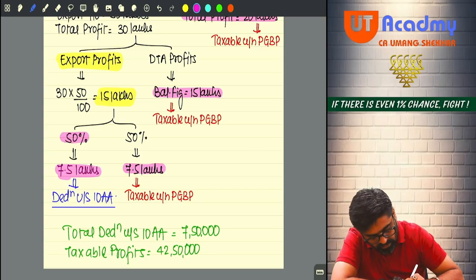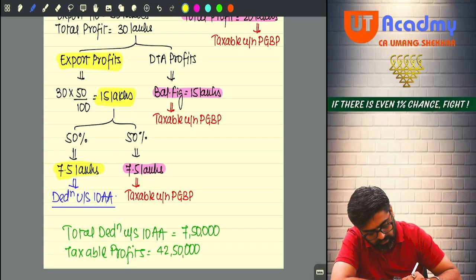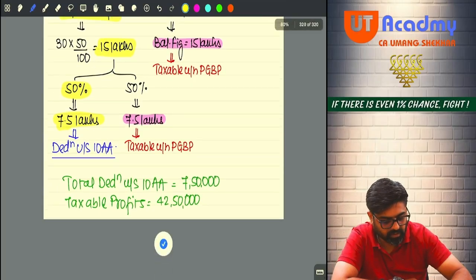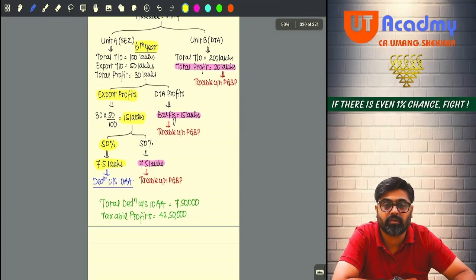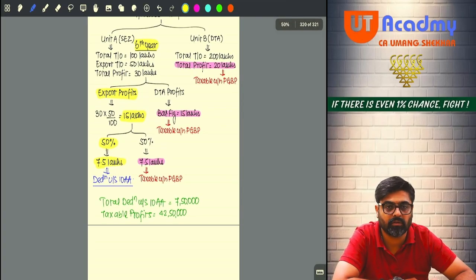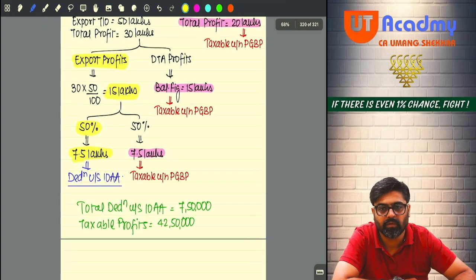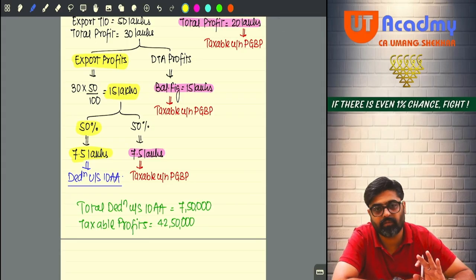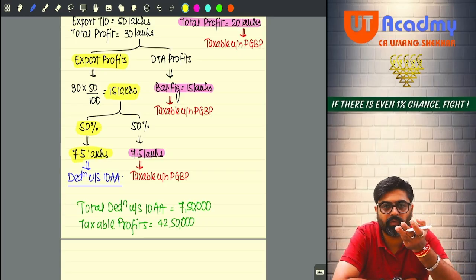You have to remember, they can ask you what is the amount of deduction available? That also they can ask you. And what is the taxable profits, that also they can ask you. Okay, so will you be able to calculate like this? 2 marks MCQs done. Or even if this question is asked for 4 marks, you are able to get the full 4 marks by doing just this thing only.